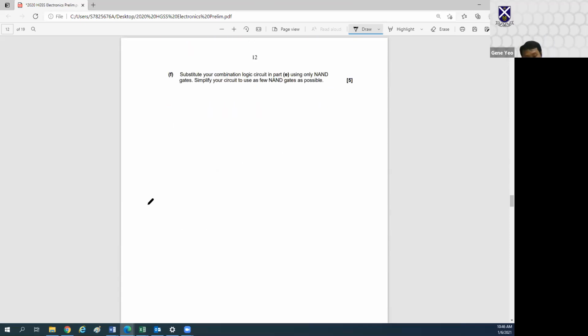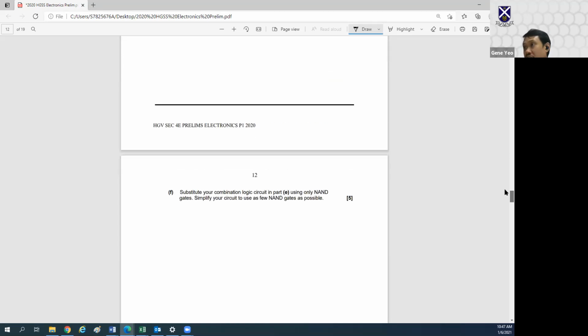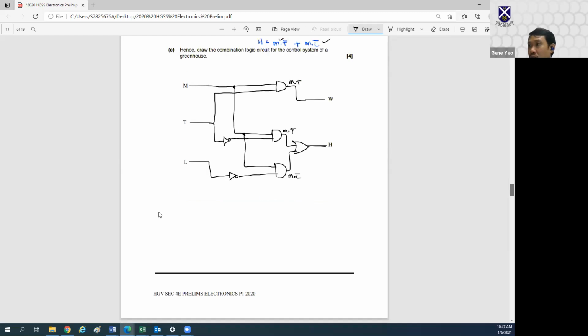Now they want me to simplify using universal gates. Using NAND only, and simplify your circuit to use as few NAND gates as possible. Okay, so just a quick revision, universal gates. When I want to use universal gates, this is equivalent to this.